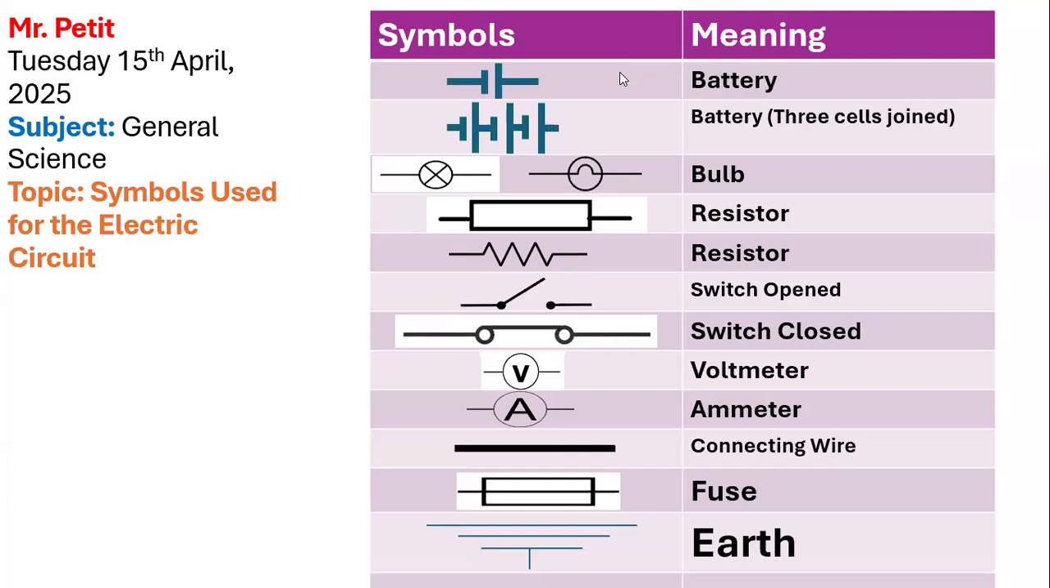What is the easiest symbol? The connecting wire. Yeah, the connecting wire is the easiest. What is the symbol for the battery? The symbol for the battery is a double line. Let me actually get some people with sense answering.